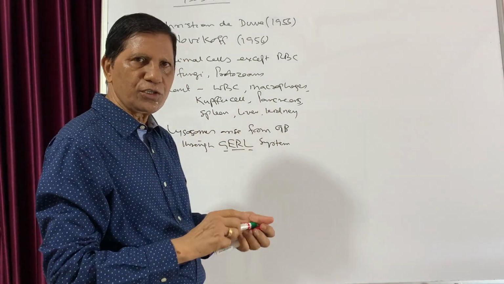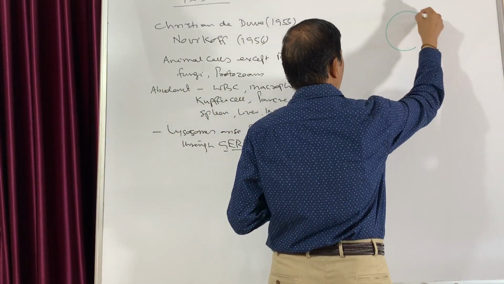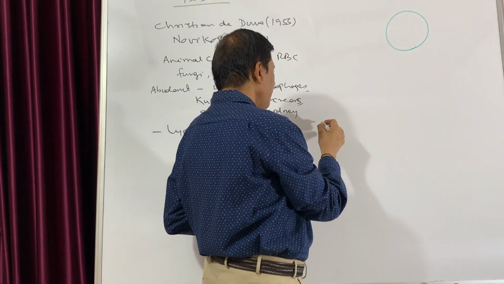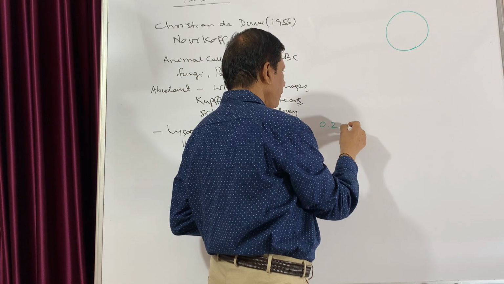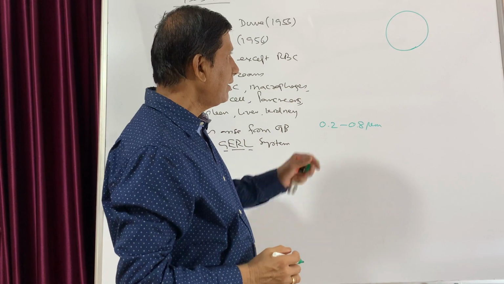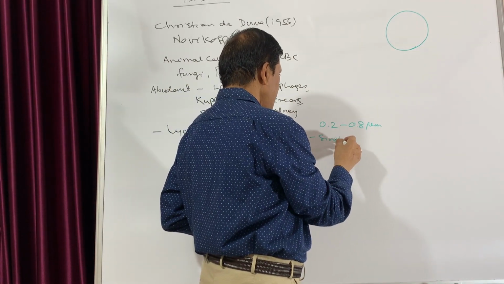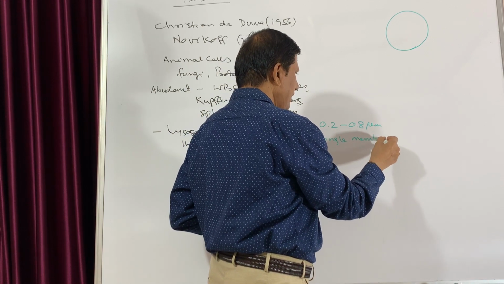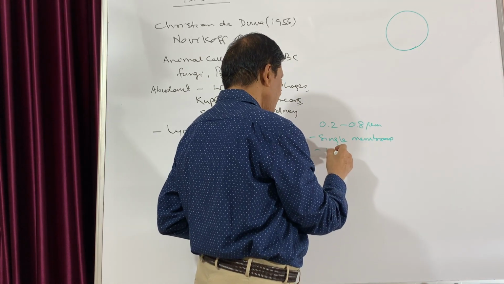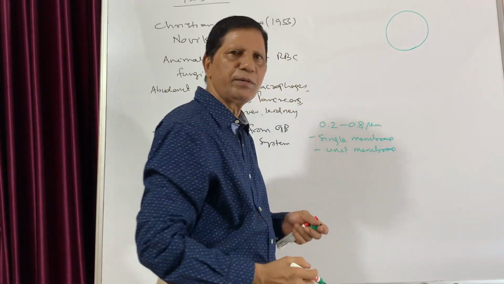So what is the structure? Usually the lysosome is a spherical structure, or you can say round structure, having a diameter of about 0.2 to 0.8 micrometer. And this is only a single membrane structure, a unit membrane. That means like mitochondria and chloroplast, it is not a double membrane, it is a single membrane structure.